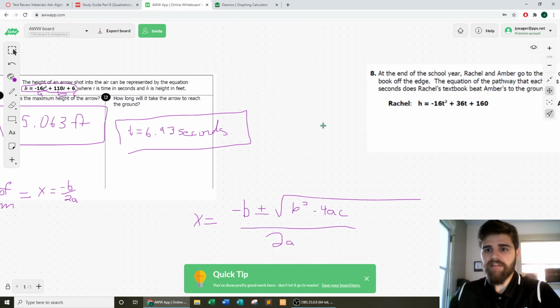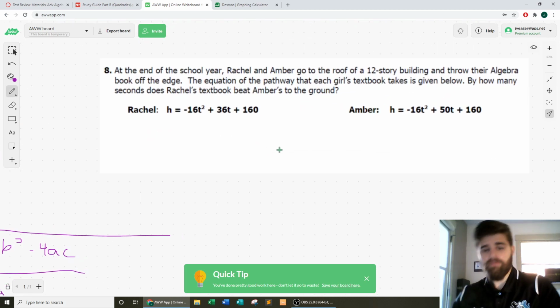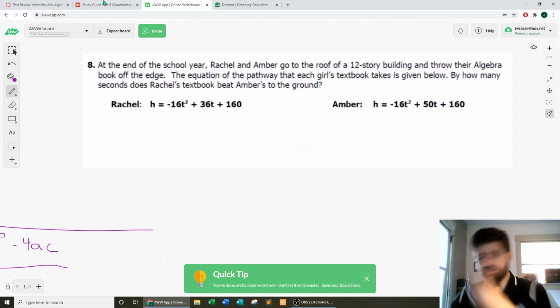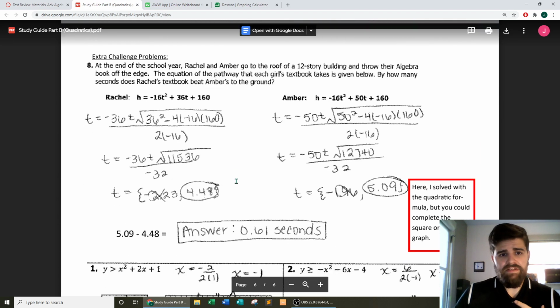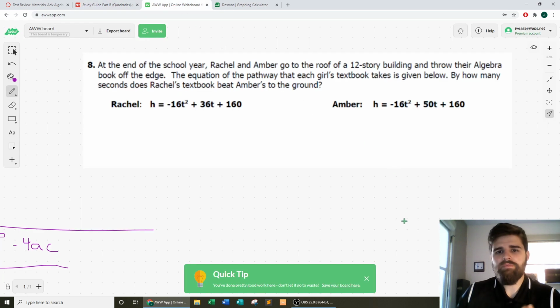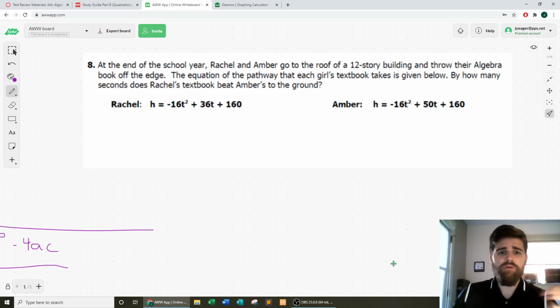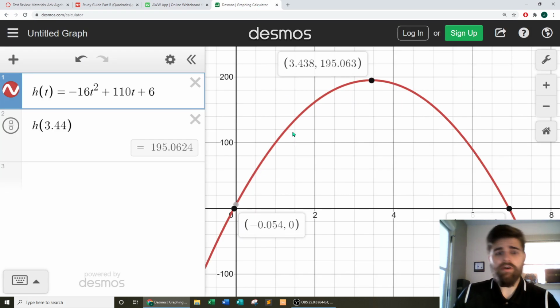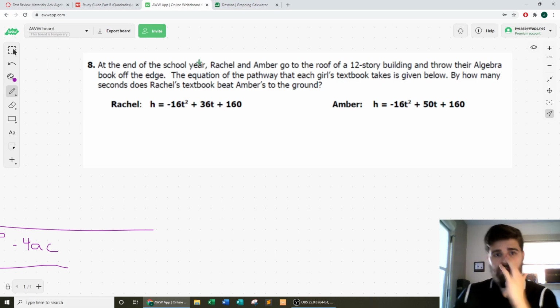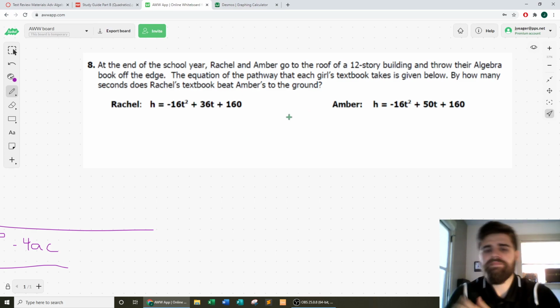All right, last thing I want to look at is, well, there's a couple more. So the last page of the study guide is some challenge problems. We didn't do anything like this in class really, but it's really useful to go to that next level and see if we can still analyze, especially if we're focusing less on the algebra and more on the skills of analysis and using the graph. So it says that Rachel and Amber throw their books off the roof, and you have these two equations. It says, how many seconds did Rachel's book hit the ground before Amber's book?